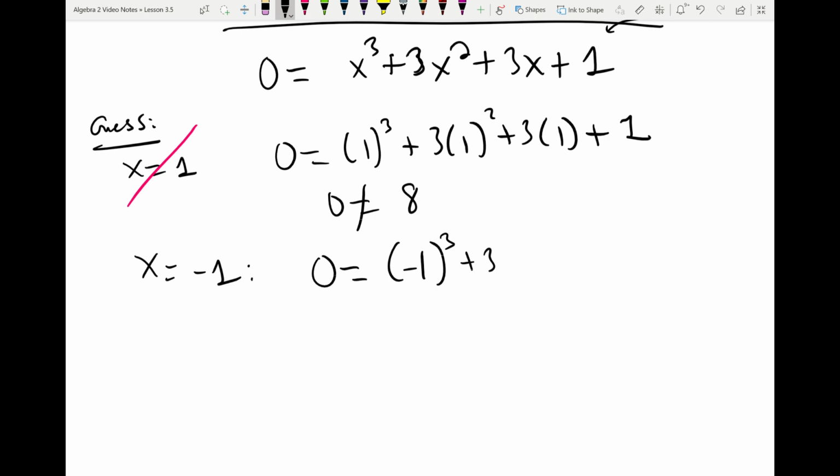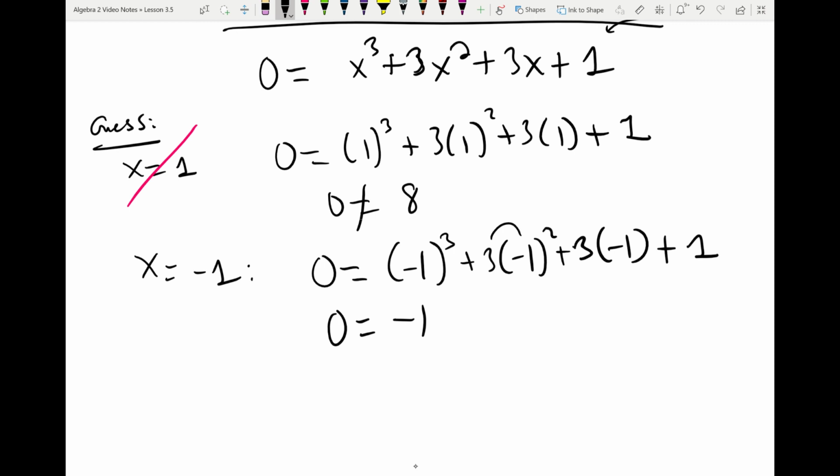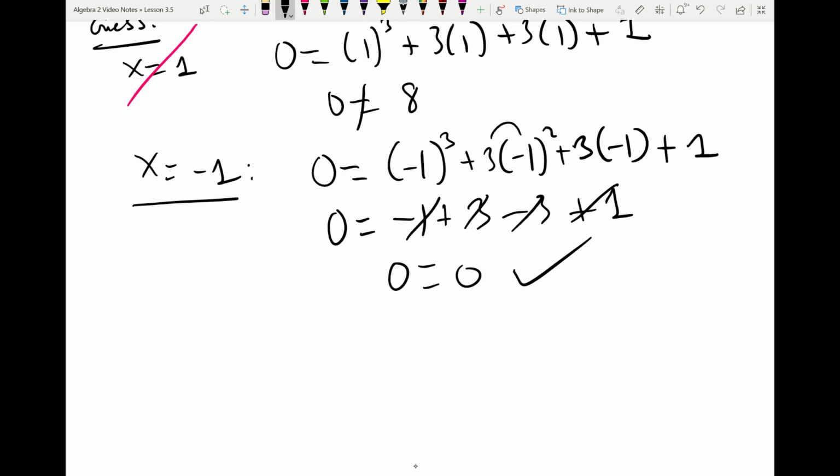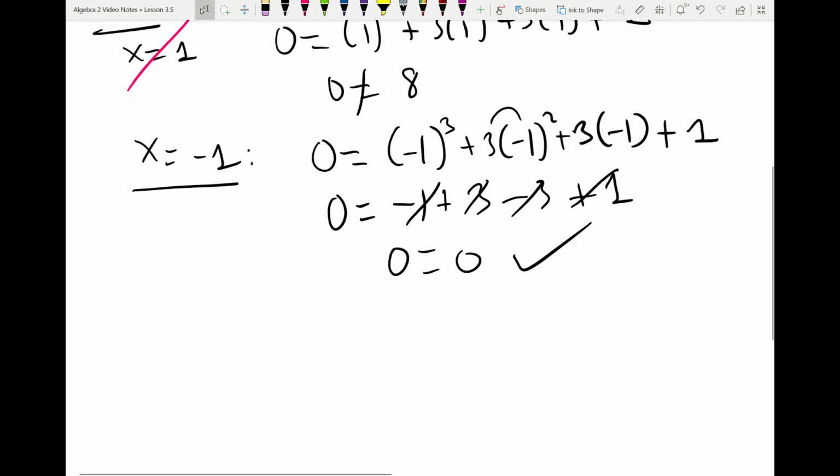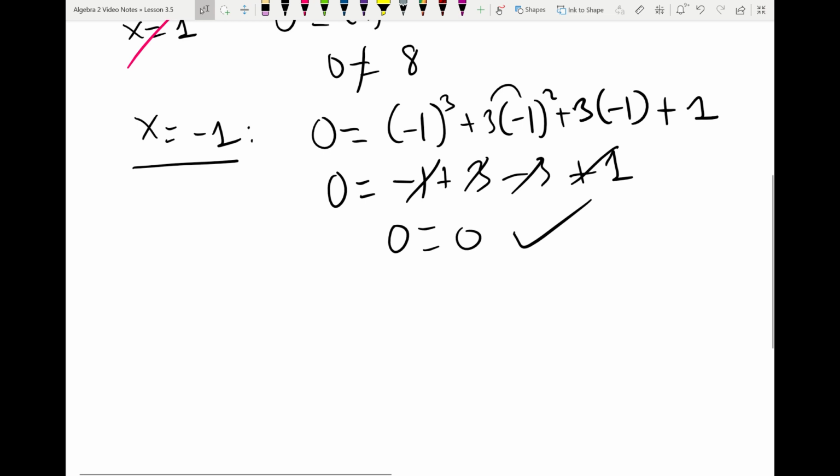Negative 1 to the third, 3 times negative 1 squared, 3 times negative 1, plus 1. And then negative 1 to the third is negative 1. Negative 1 squared is 1. 1 times 3 is 3. 3 times negative 1 is negative 3. And lo and behold, this actually gives you 0. So that works. So x equals negative 1 is a 0, and so that's one of our solutions. So we have x equals negative 1 as one of our solutions.